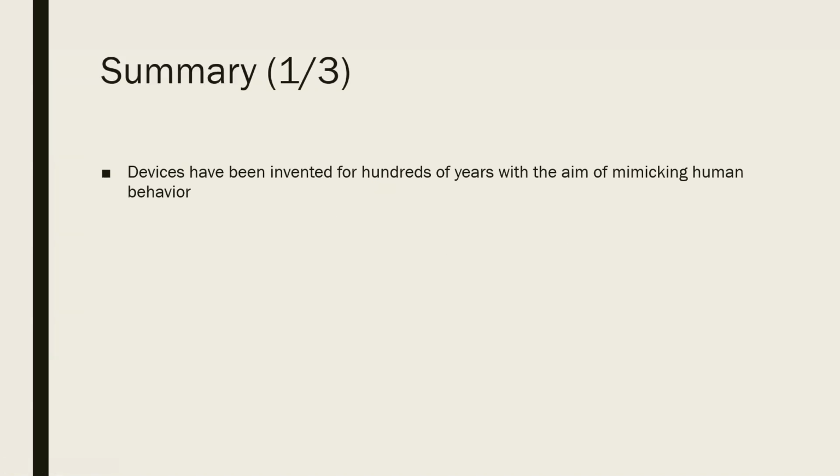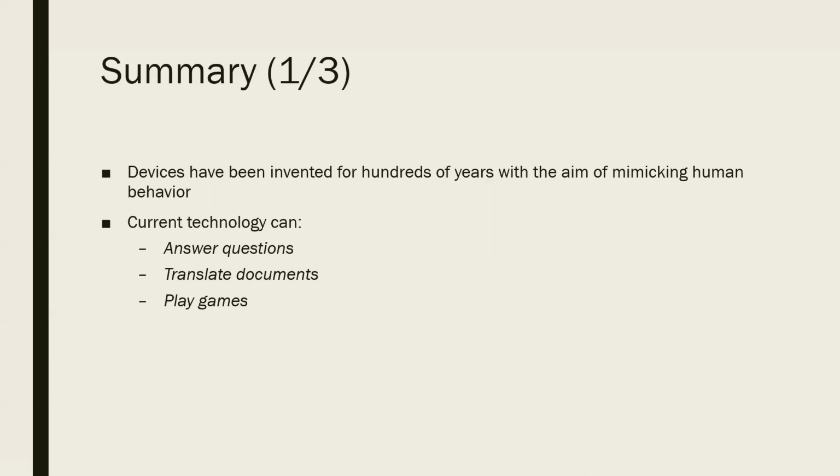So we've talked about in this module how devices have been invented for hundreds of years with the aim of mimicking human behavior. So really, the task of artificial intelligence is not a very new one. However, our technology has progressed to the point where we can have machines that answer questions, translate documents, and even play games to a skill that can meet or exceed the ability of humans. So this is how artificial intelligence has developed up until this point.